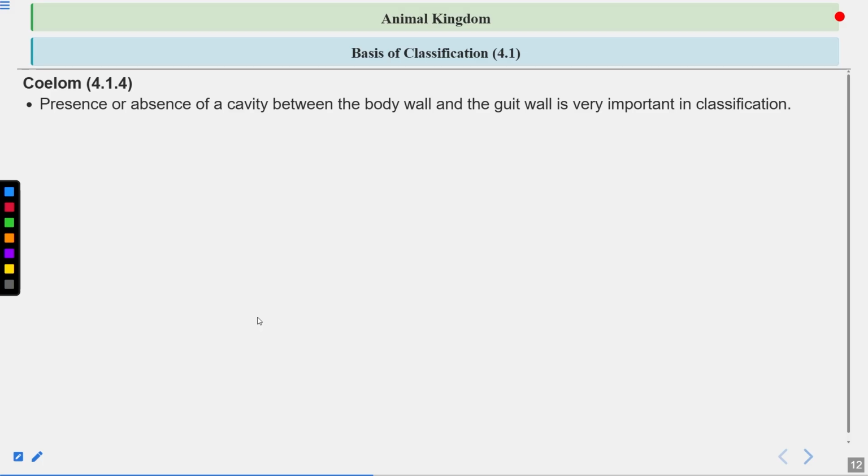So what cavity are we talking about? The cavity that is present between the body wall and the gut wall, that is called a coelom or the body cavity. The body cavity which is lined by the mesoderm layer, that is called coelom or the true coelom, means the inner lining of the body wall should be of mesoderm and the outer lining of the gut wall should be mesodermal in origin. So that is called true coelom.